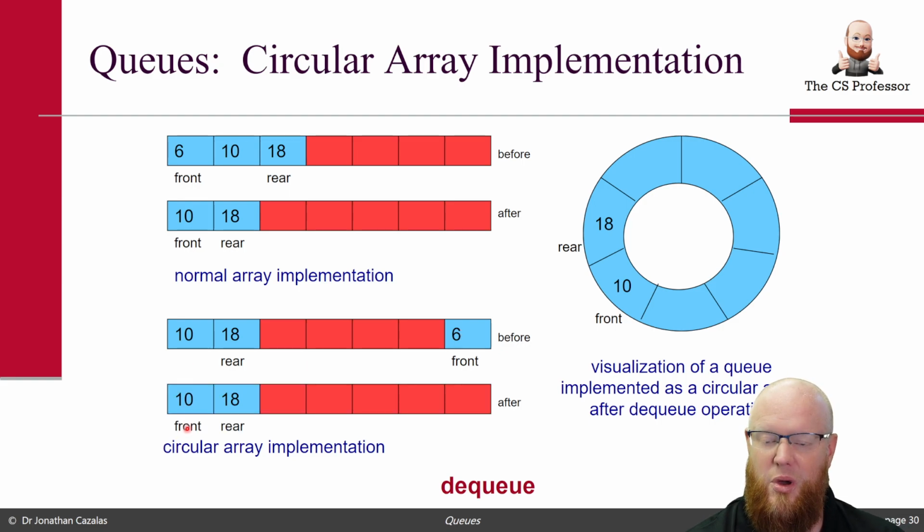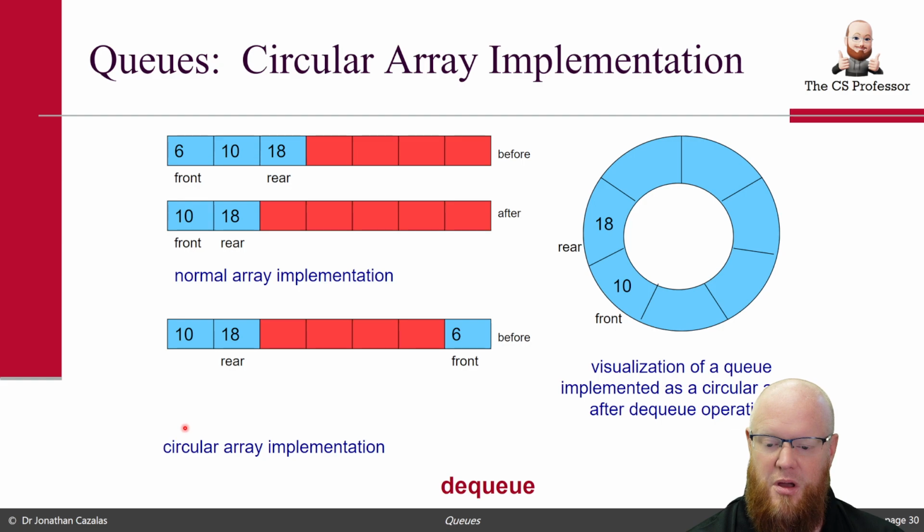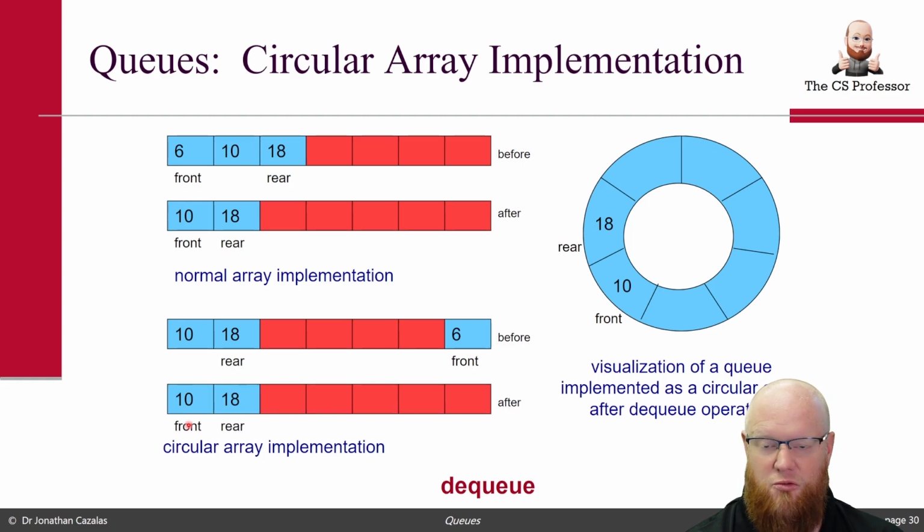Front is going to point over to index 0 because we had 6, 10, 18, right? We had 6, 10, 18. But once I remove the 6, we only have 10, 18, which means the front would be right there at index 0. So again, think of how you would actually implement this.